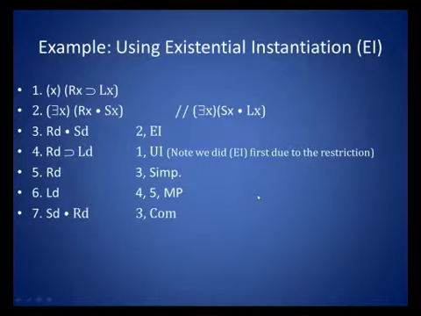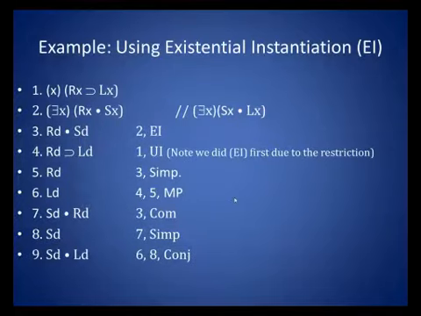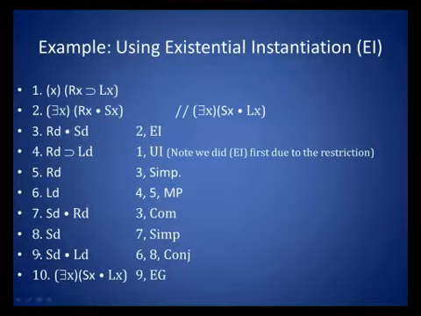Now my commutativity rule, I'm going to flip around line 3 to get SD and RD. This way I can simplify and get SD. Now hopefully you see the strategy here. I'm going to take line 6 and line 8 and I'm going to conjunct them. SD and LD. And then I can use my new rule, existential generalization, to re-quantify what I had on line 9 and go from a constant to a variable.